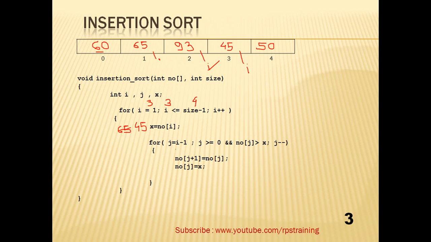j equals to i minus 1, j is 2. 2 greater than or equal to 0, condition true, and no2 greater than x. x is 45 and no2 is 93. Again the condition is true, and these elements, 93 and 45, will be interchanged. It is 93 and it is 45.